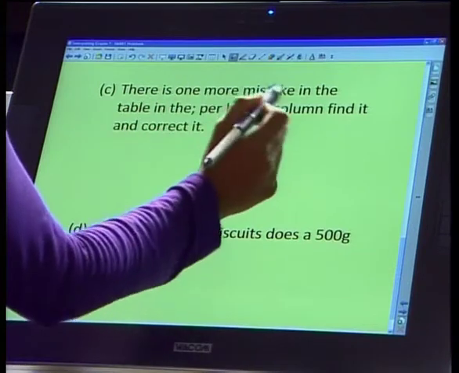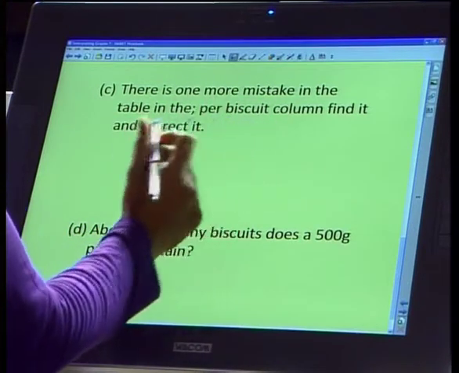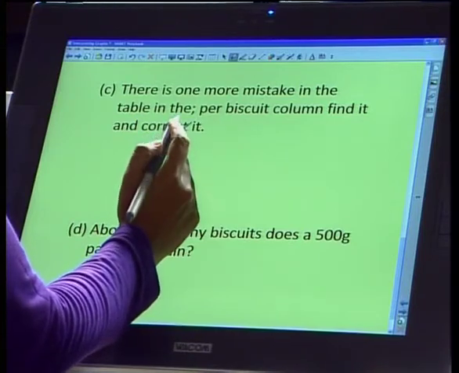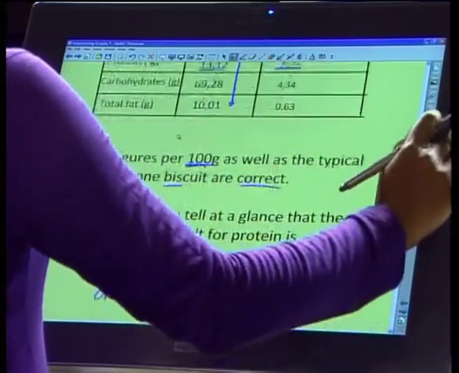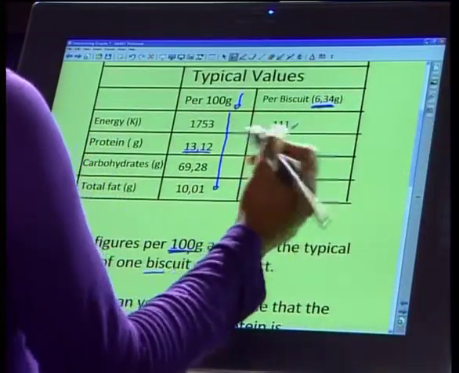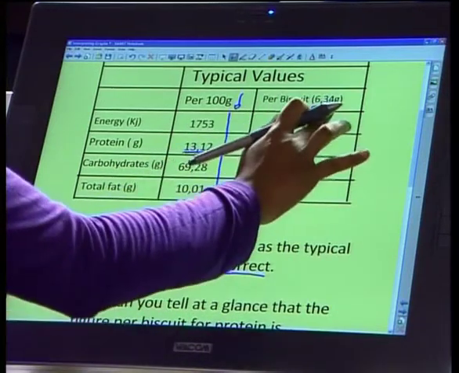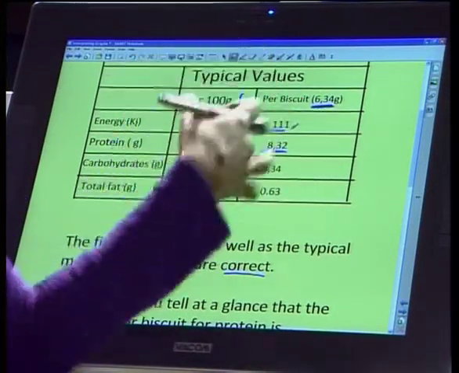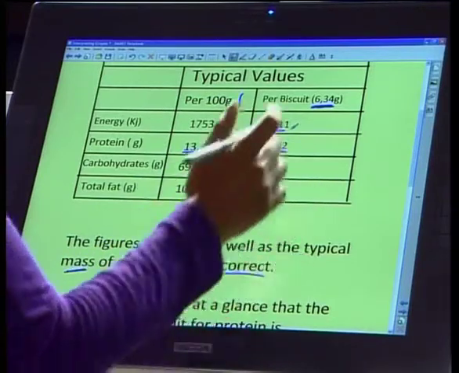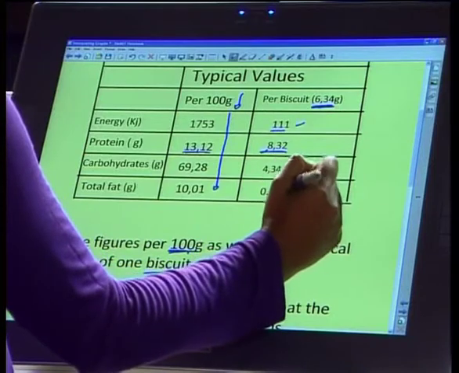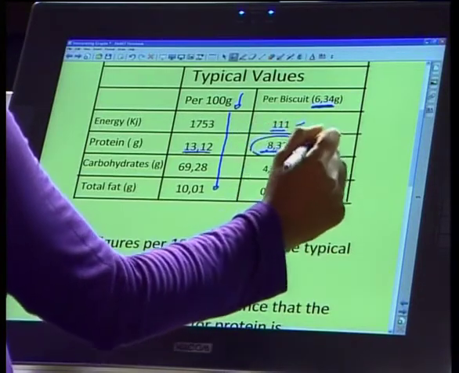They say there is one more mistake in the table in the per biscuit column. They would like us to find it and correct it. Now, what you would have to do in that case is you would have to work out each of these values, doing exactly what I've just shown you. Take this amount and times it by 6,34 over 100 to get it in the right proportion. And you will then go through each of the figures and check that each of them are in fact correct. Alright, so that one we've already corrected, the protein one.